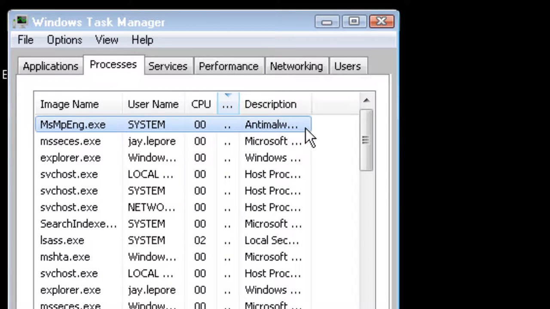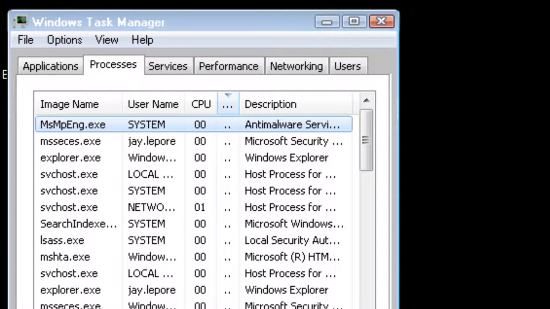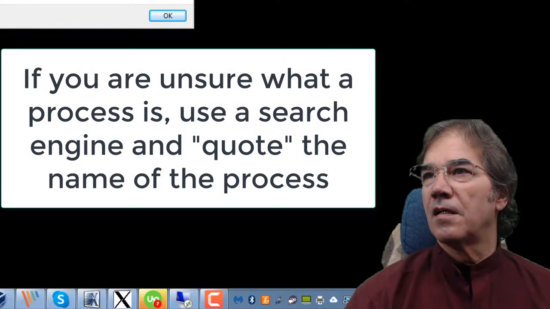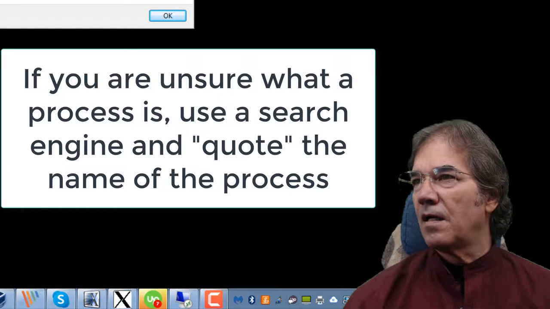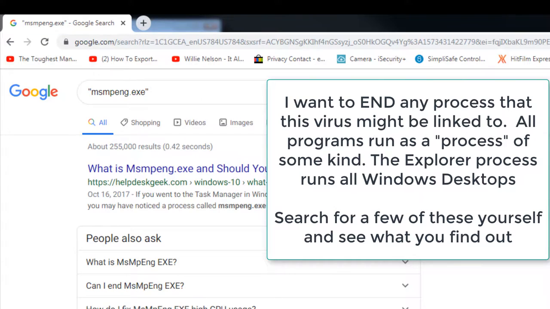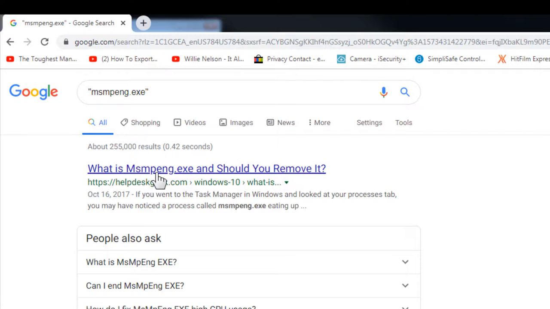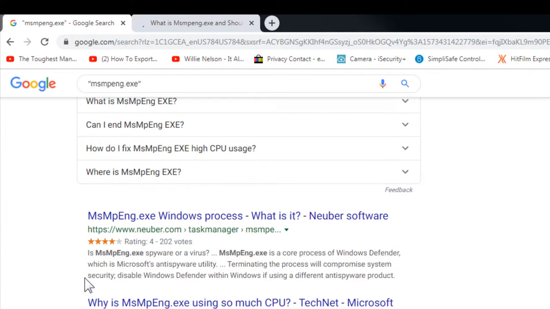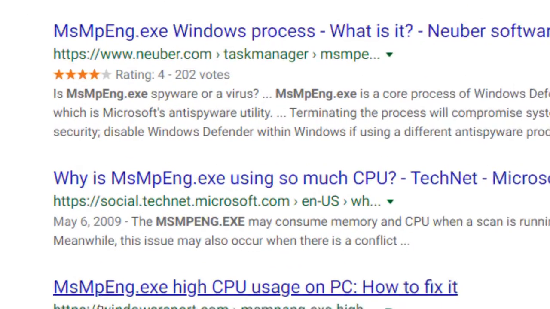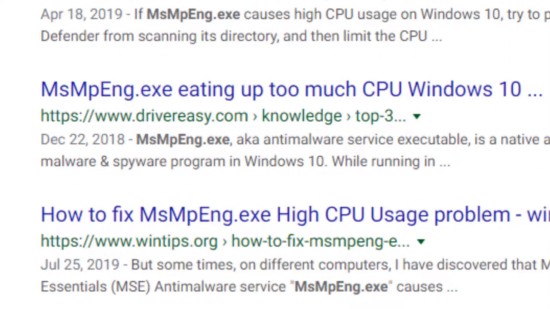Interestingly enough, that one says it's an anti-malware. That's probably Microsoft Security Essentials, but I'm going to Google that process as well. I'm doing this on another screen just so you can kind of see what I'm doing here. I'm quoting it, Googling it to see what it is. When a scan is running, so far I don't know what it is specifically.